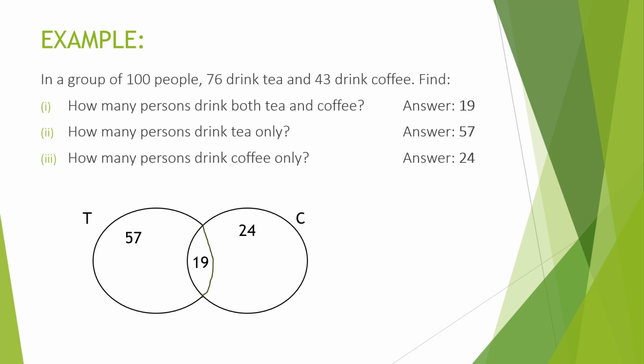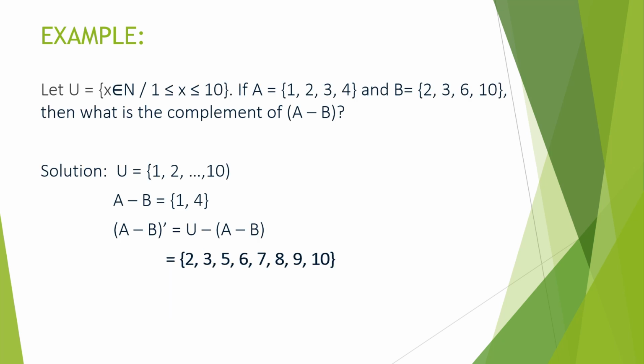Total 76 drink tea. So how many people drink just tea? Just tea means 76 minus 19, which is 57. And how many people drink just coffee? Total people who drink coffee are 43. Out of that 19 drink both of them. So 43 minus 19, which gives you the answer 24. So from the Venn diagram it becomes very easy to solve the example.